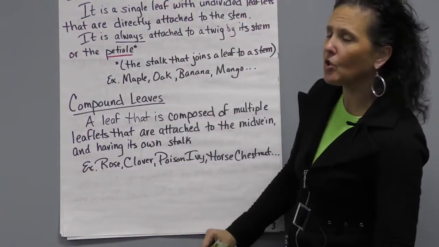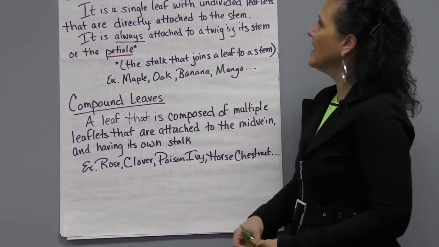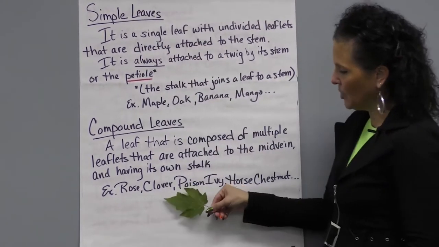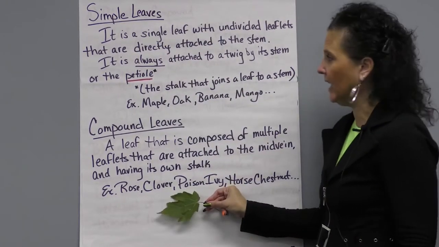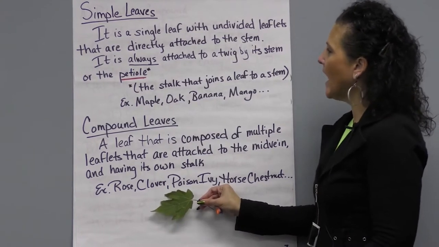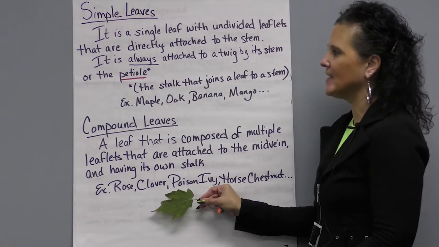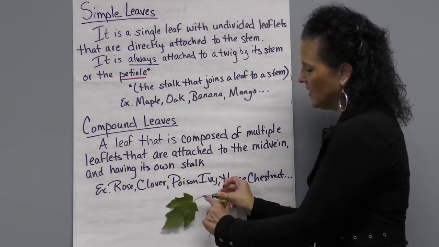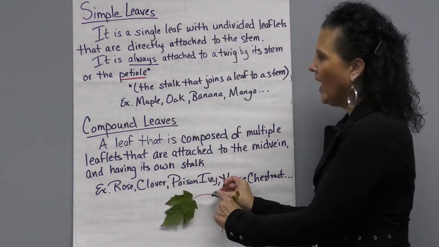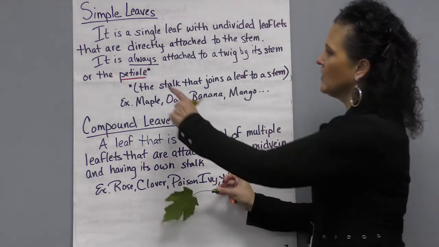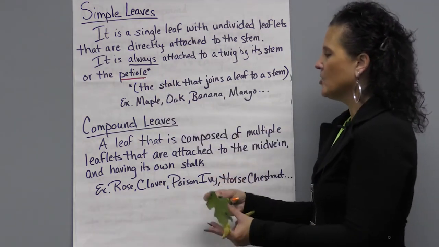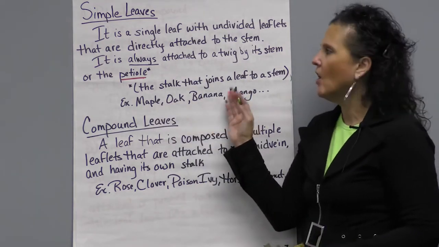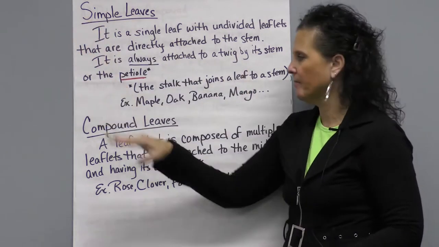So take a closer look at simple leaves. That single leaf with the undivided leaflets that are directly attached to the stem, which is the one that we looked at, a simple leaf, it's always attached to a twig by the stem or the petiole. This part here that attaches it to the stem is called the petiole. That's the stalk that joins the leaf to the stem. So we have some examples: maple trees, oak trees, banana trees, mango trees. Those all have simple leaves.